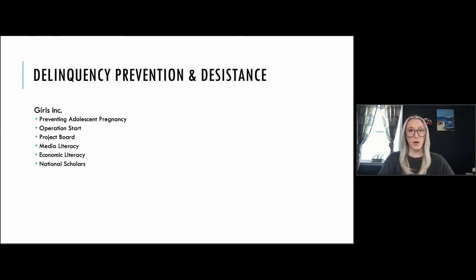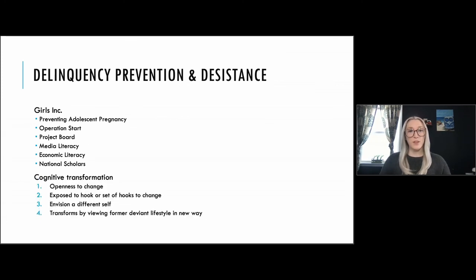Teaching them to think critically about how women are being portrayed in the media and how these young girls can grow up and change that narrative. Teaching them how to handle money, and even giving them scholarship opportunities. So in the way that females desist from crime, it's thought that they undergo a cognitive transformation. First, the offender has to be open to change. They then need to be exposed to hooks or a set of hooks that actually enables them to change their behavior, such as these programs.